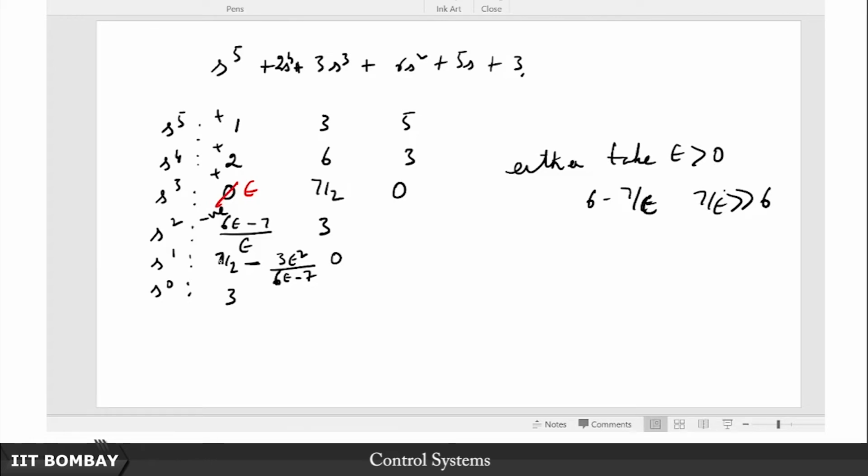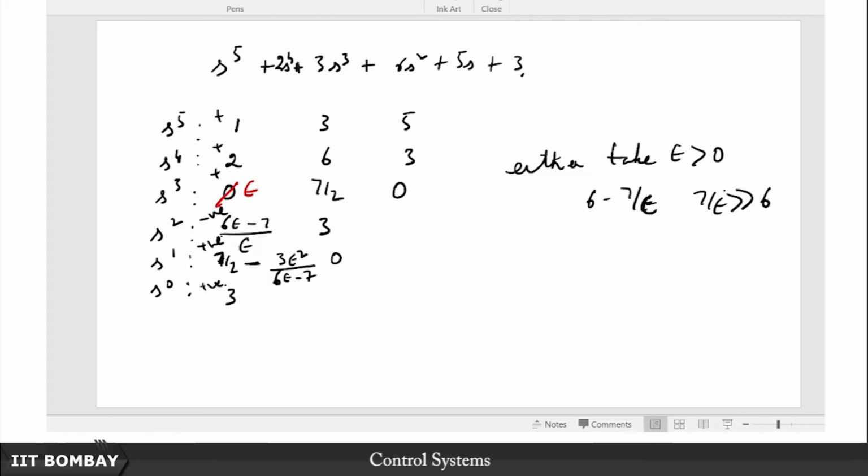Now, you go to the next step. What is this? This is 7 by 2. Notice that as epsilon tends to 0, the denominator degree is less than the numerator degree. So, this goes to 0, right. So, this is 7 by 2. So, this is again positive and this is positive.